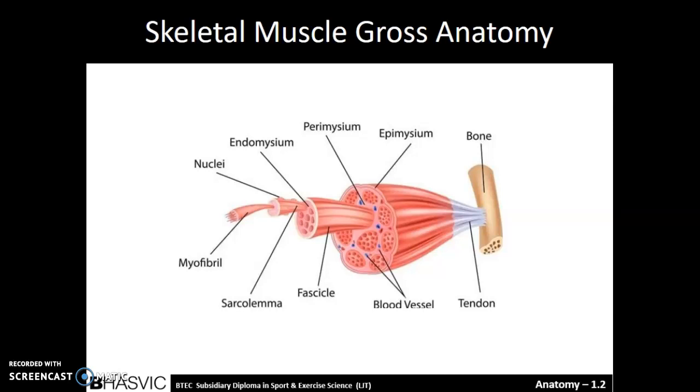The tendon is where the muscles connect to the bone. It also connects the muscle to the joint for the muscle to do its main function, which is free movement.